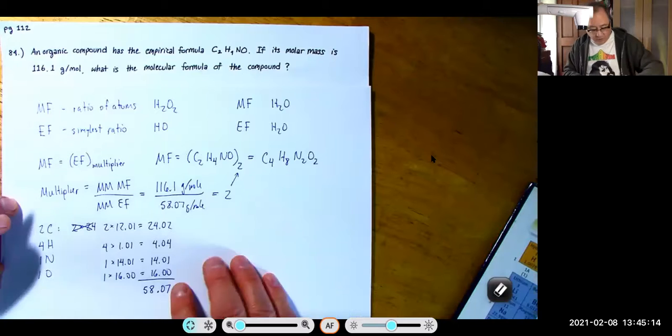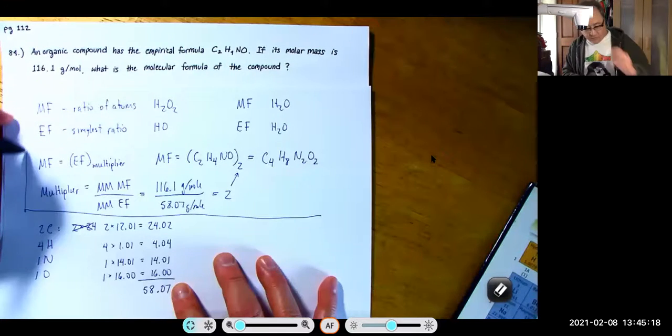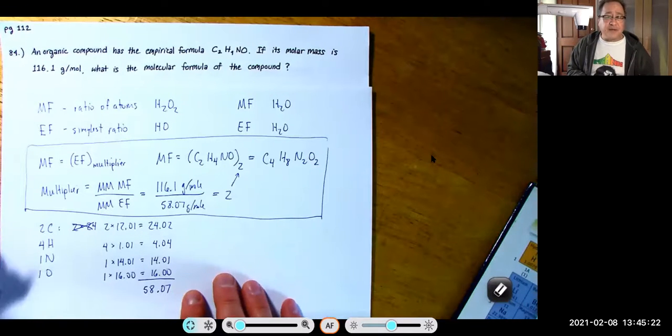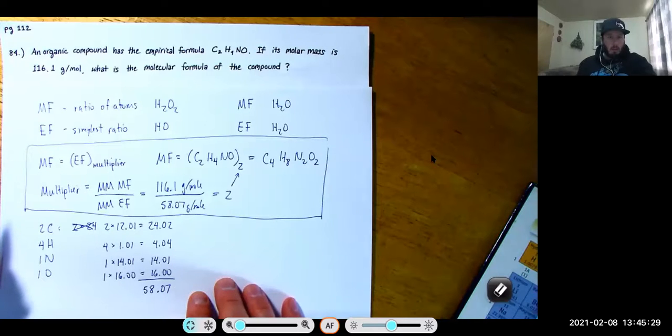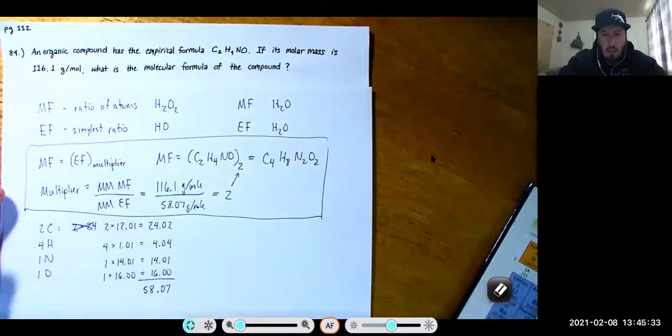So this is the kind of work I would expect to see for a problem like this. Are there any questions about this, or are we good to go? Are we good to go? That's the question. I'm curious when it comes to the molecular formula, you use the hydrogen peroxide as an example.